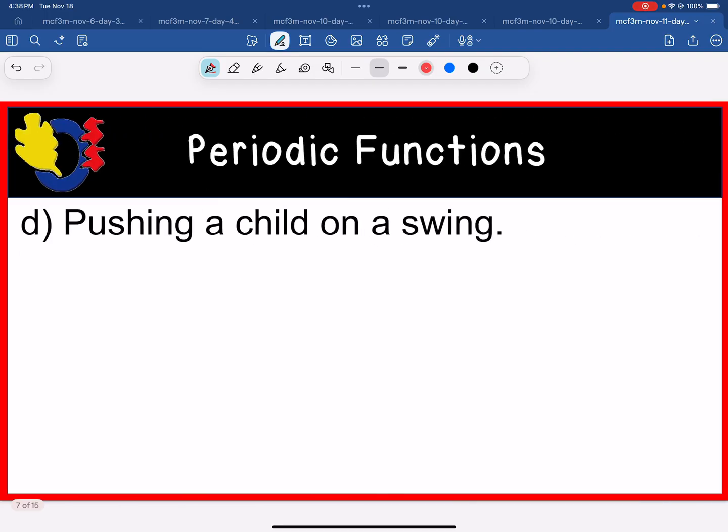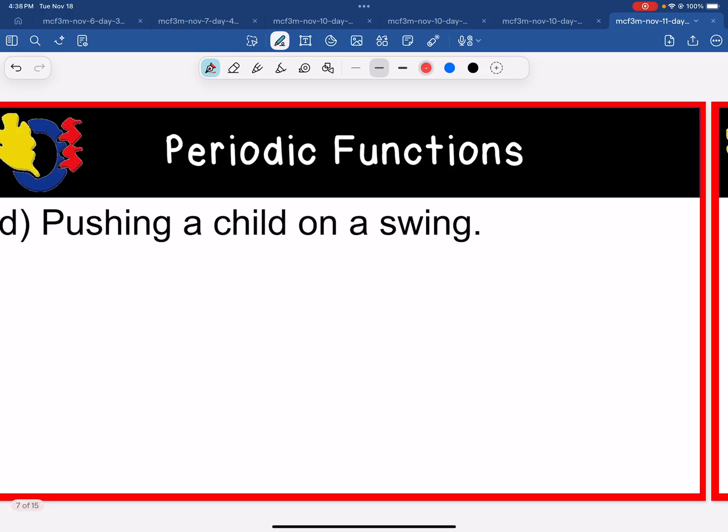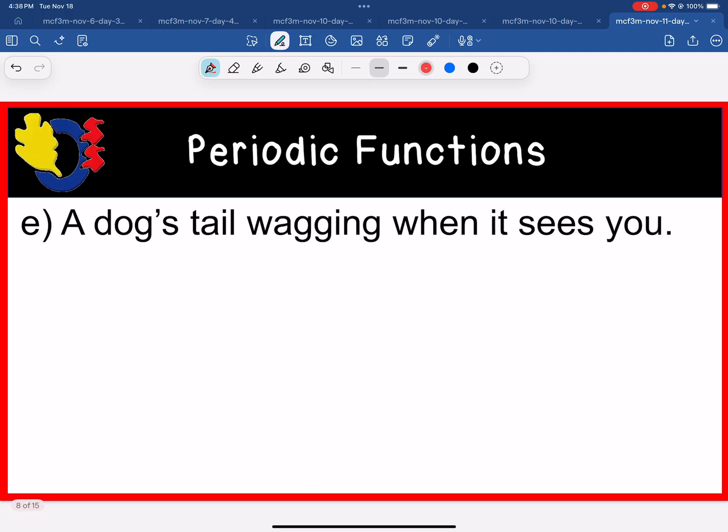The next one, pushing a child on a swing. At the start, once you get started, no, because it doesn't have the same amplitude. But once you get going, it's pretty steady. So we'll say at the start, no. In the middle, once the swing is going steadily, yes. All right, the next one, a dog's tail wagging when it sees you. Yes, my dog gets very happy and the tail is wagging pretty consistently.